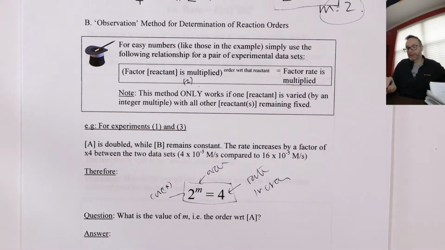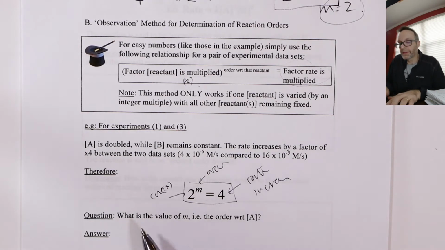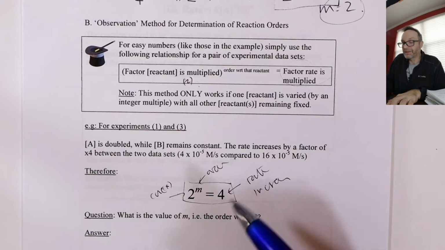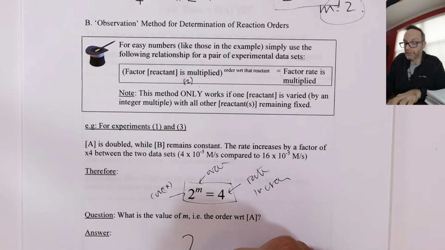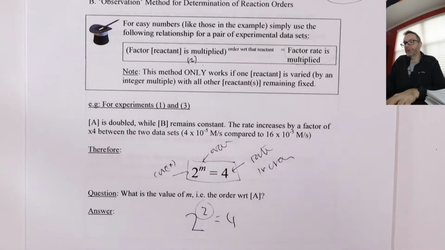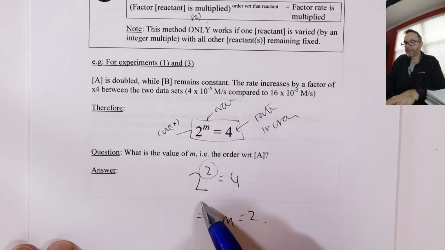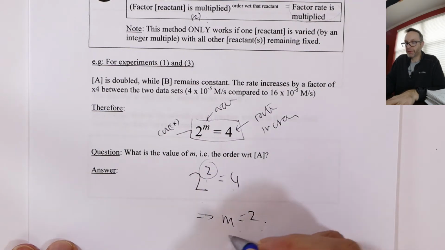So, what's the value of m? Easy, right? 2 to the power 2 is 4, therefore m equals 2. Nope. 2 to the power 2 equals 4, m equals 2.